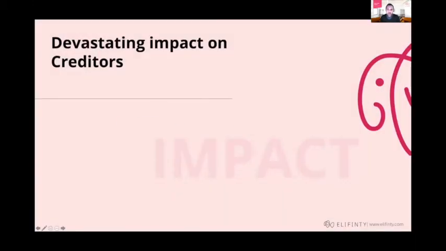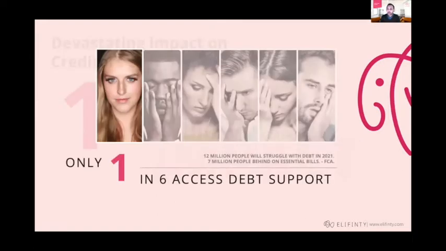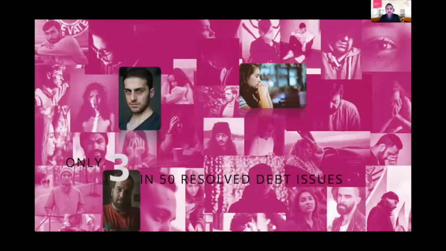The problem is severe. Creditors are 18 billion pounds in arrears each year. And we've heard before from other speakers that 12 million people are estimated by the FCA to be struggling with debt. The challenging statistic is that only 1 in 6 who need debt advice have accessed it. Even more alarming is that of those, only 38% say they have effectively reached debt resolution, which is 3 in 50 of every person struggling with debt. And there is no guarantee that they would stay out of debt in the long run.